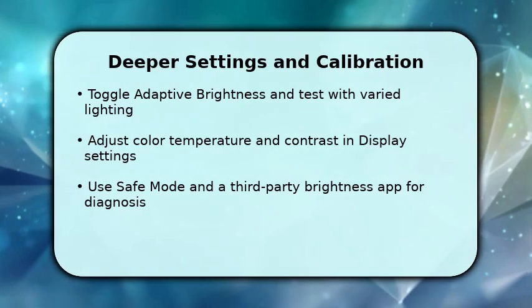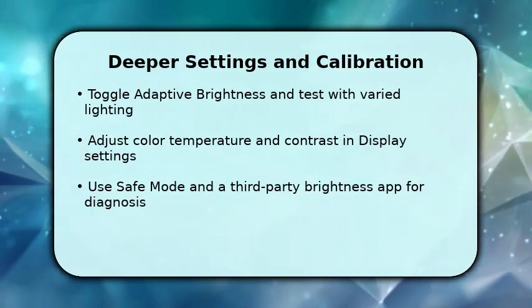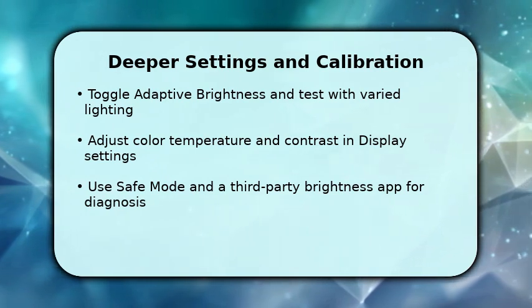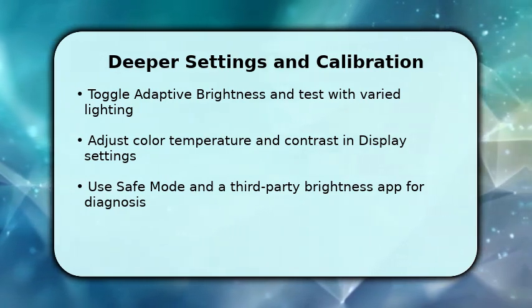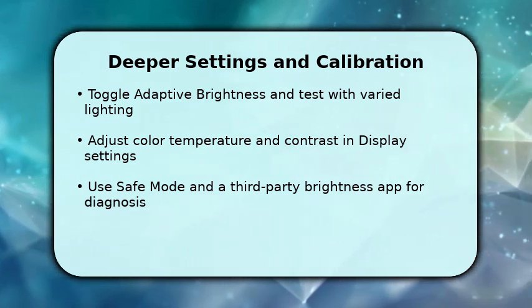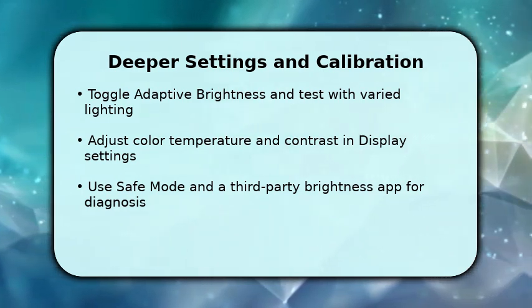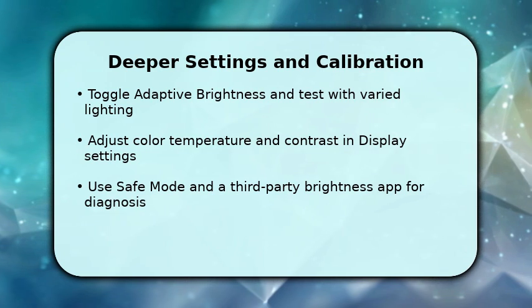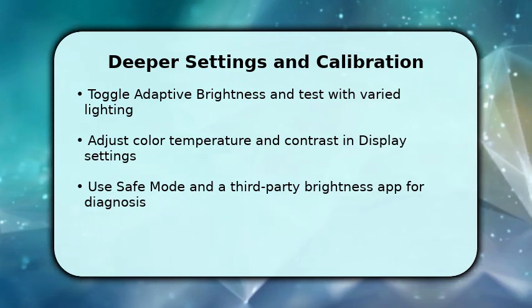Next, you test adaptive brightness. Toggle it on and off while moving between bright and dim environments to see responsiveness, because that isolates algorithm issues. Then, fine-tune color temperature and contrast to improve perceived brightness. Warmer temps can seem dimmer, while cooler temps look brighter.